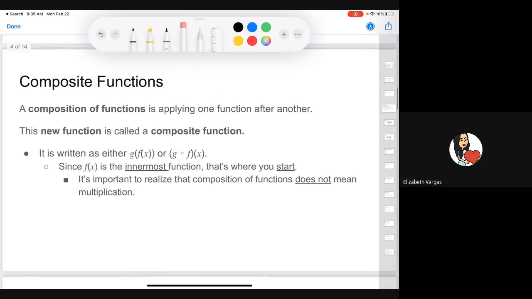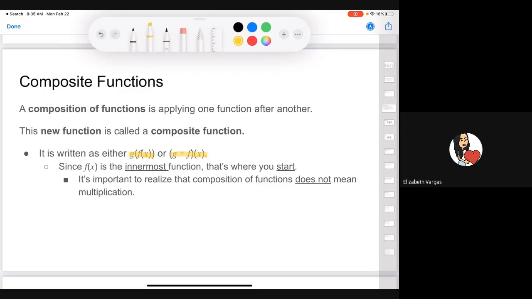So compositions of functions. A composition of functions is applying one function after another. The new function is called a composite function. So basically, we start with two original functions, an f(x) and a g(x), and then we take the composite of that, and that creates a new function or a new equation. It can be written different ways. For example, it can either be written to look like this, or g is the composite of f.